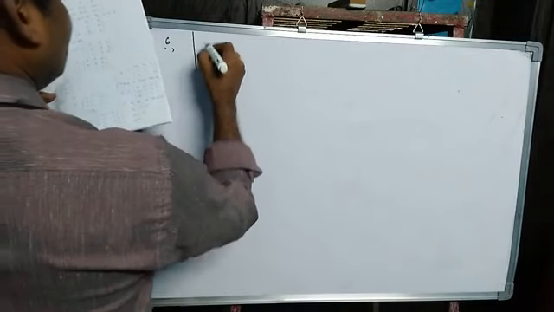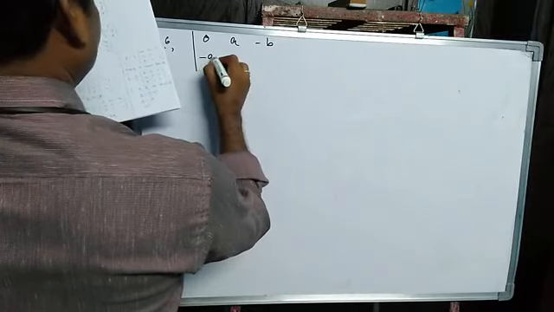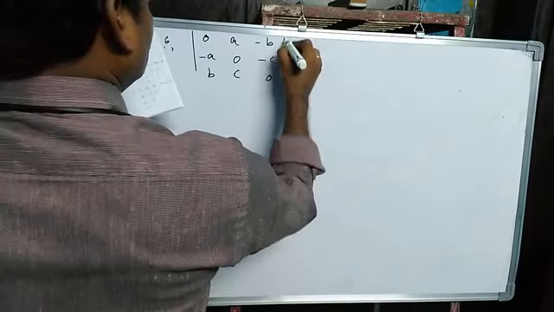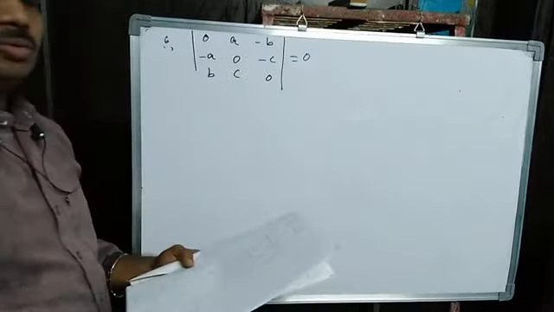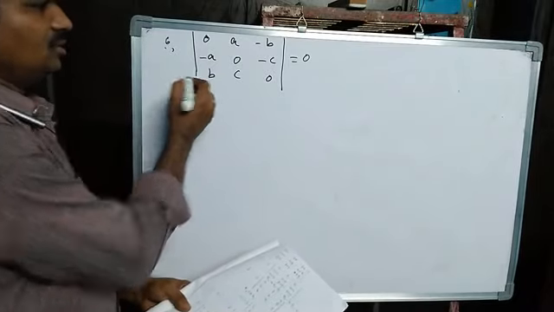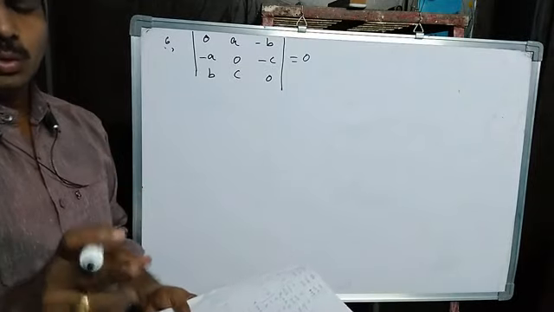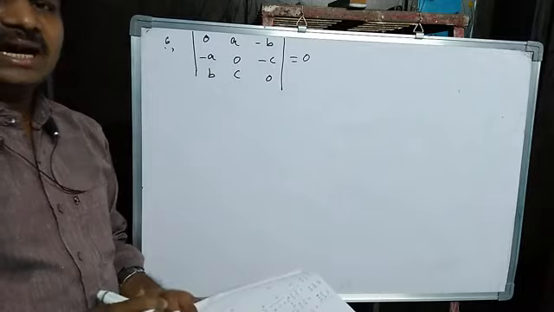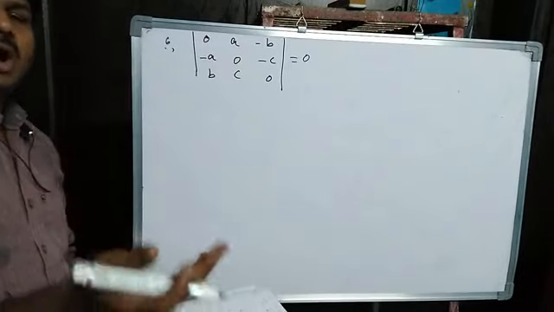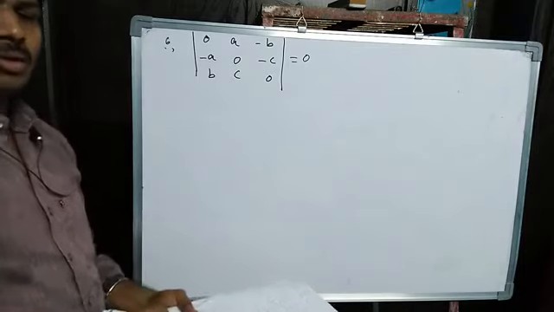Question number 6. The determinant with rows 0, A, minus B; minus A, 0, minus C; B, C, 0 is equal to, we are asked to prove, 0. We already know how to prove a determinant is equal to 0. You know two properties: if any two rows or two columns of a determinant are identical, then the determinant is equal to 0, or if all the elements of any row or column are zeros, then also the determinant is 0. We already discussed that one.